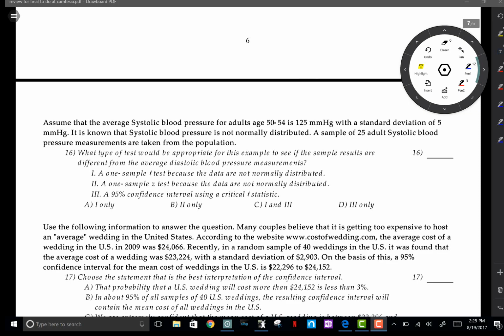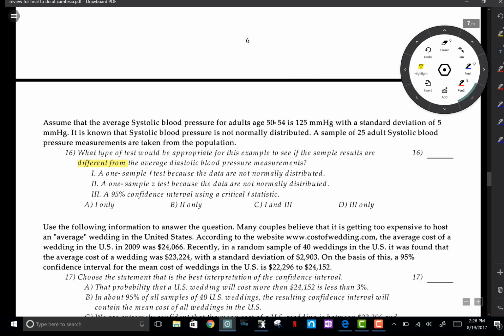All right, so we go on to number 16. Number 16 says, what type of test will be appropriate for this sample to see if the sample results are different from the average blood pressure measurement? This one is kind of important, that we distinguish the null and alternate hypothesis. So is it different from the average blood pressure? First let's figure out what the average blood pressure is.